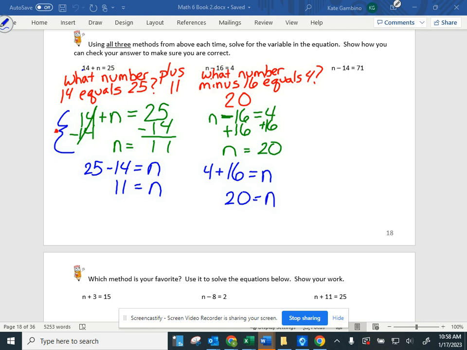Let's try one more. N minus 14 equals 71. What is that logic question that I'm asking? Ziki.